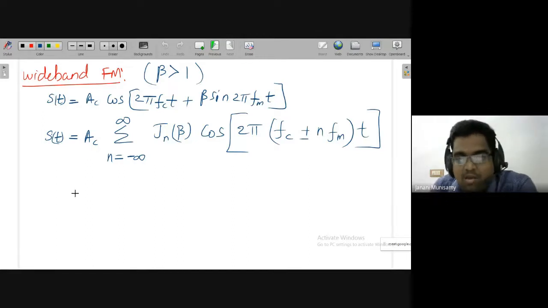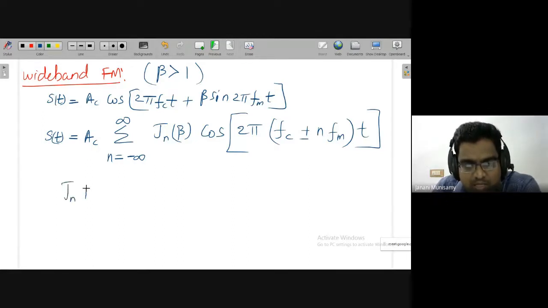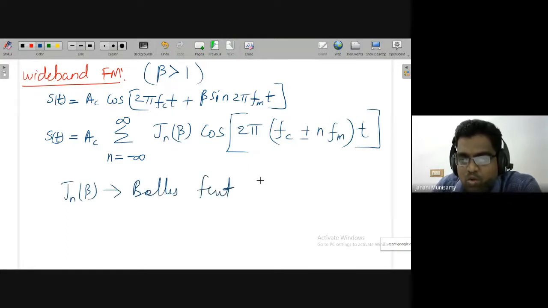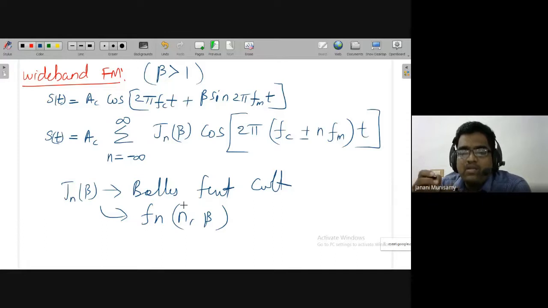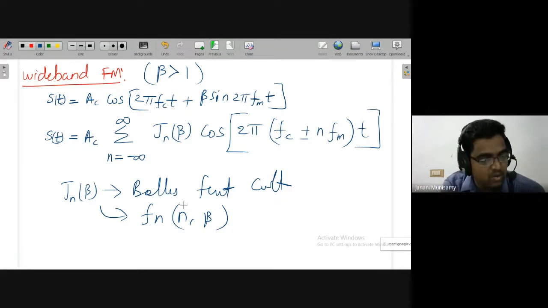Again, what is the characteristics of this one? See, this Jn of beta is the Bessel function coefficient. Again, you can observe this value is a function of n comma beta, where n is the natural number. It can vary from minus infinity to plus infinity. That means n can be anything, and also it depends on beta. So the Bessel function Jn of beta is some value that depends on n as well as beta. Again, this value may be positive and also it can be negative.